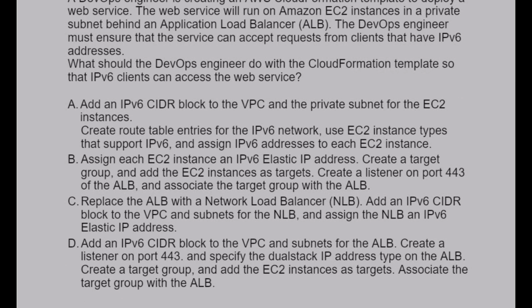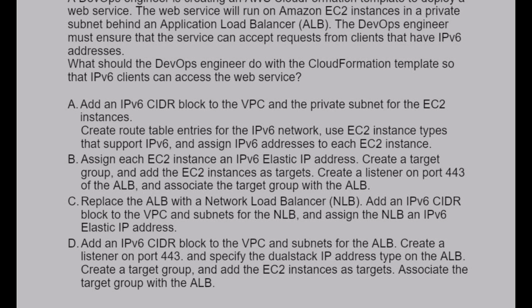Option A. Add an IPv6 CIDR block to the VPC and the private subnet for the EC2 instances. Create route table entries for the IPv6 network. Use EC2 instance types that support IPv6 and assign IPv6 addresses to each EC2 instance. Option B. Assign each EC2 instance an IPv6 Elastic IP address. Create a target group and add the EC2 instances as targets. Create a listener on port 443 of the ALB and associate the target group with the ALB.